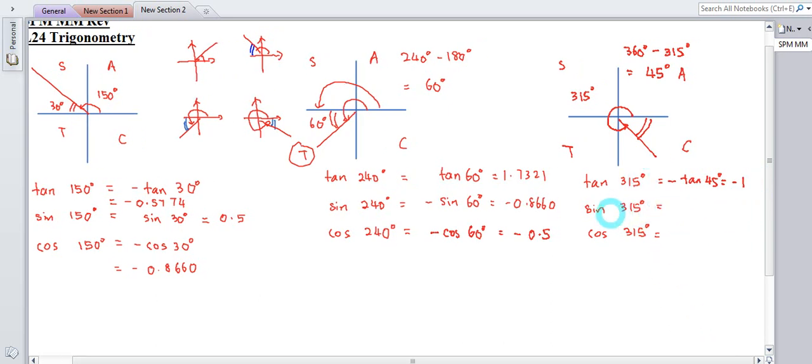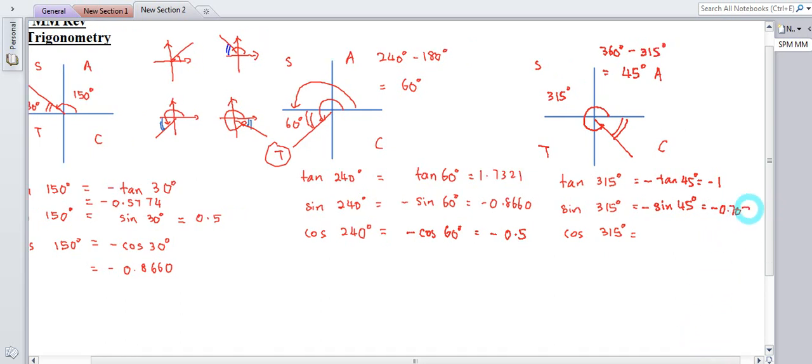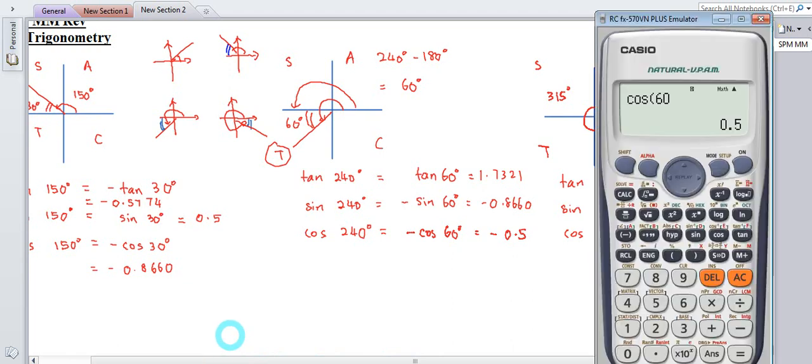Okay, so this one, sine we know is negative. Add the negative here. Sine, reference angle 45 degrees. Press the calculator. Sine 45 degrees, you will get 0.7071, right? Remember to put a negative. Negative 0.7071. Let me check if it is correct. Sine 45, 0.7071.